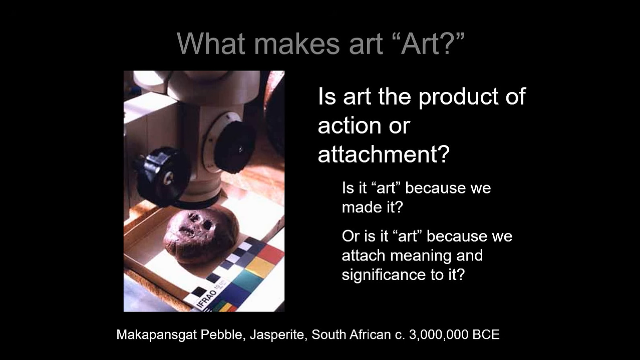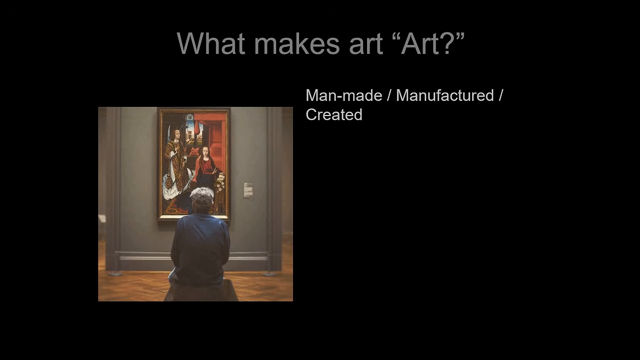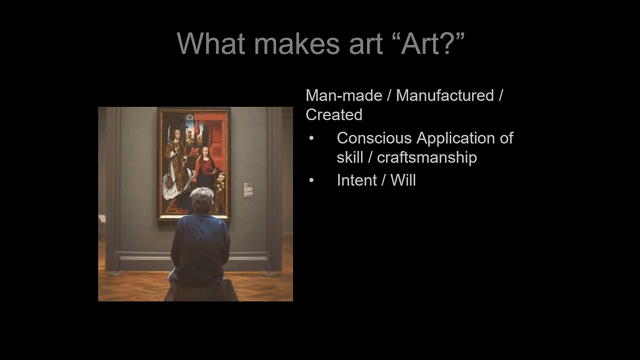But that's actually putting the cart before the horse. Long before we can think of an image in our head and actually craft it, we have to have the ability to have this attachment to images. And so we have one argument that says conscious application of skill and craftsmanship is what makes art. Look up the Merriam-Webster dictionary. Art is the conscious use of skill and creative imagination, especially in the production of aesthetic objects. And that is that it's all about intent and will.